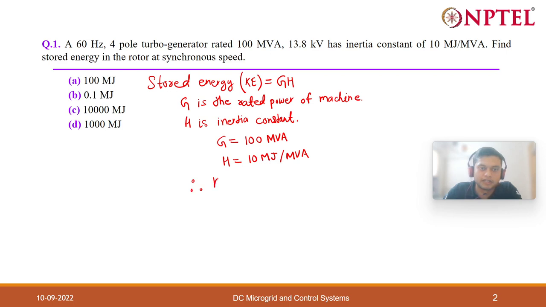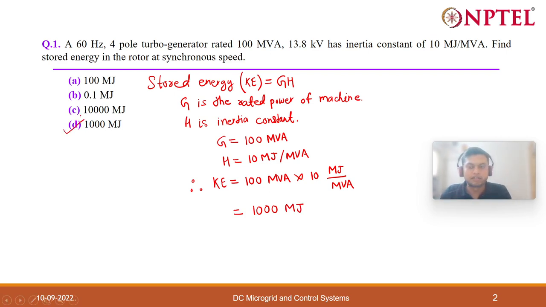Then we can write the stored energy as 100 MVA into 10 MJ per MVA. Then we can get the answer easily as 1000 MJ. So the answer for this question is D, 1000 MJ. Now let us see the second question. It is also from the section of power system stability.